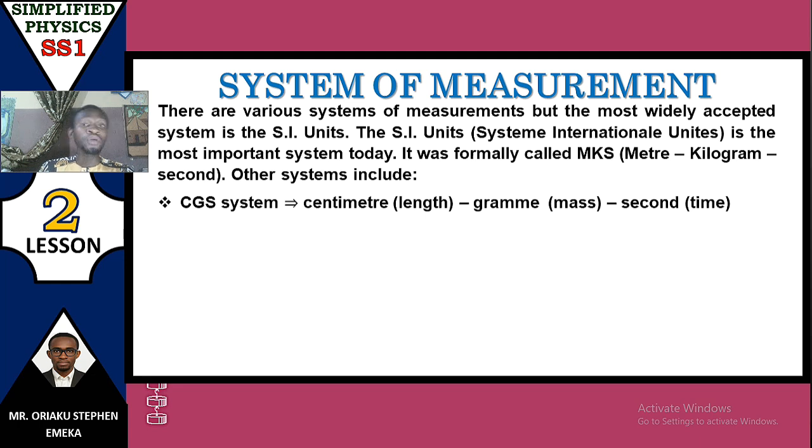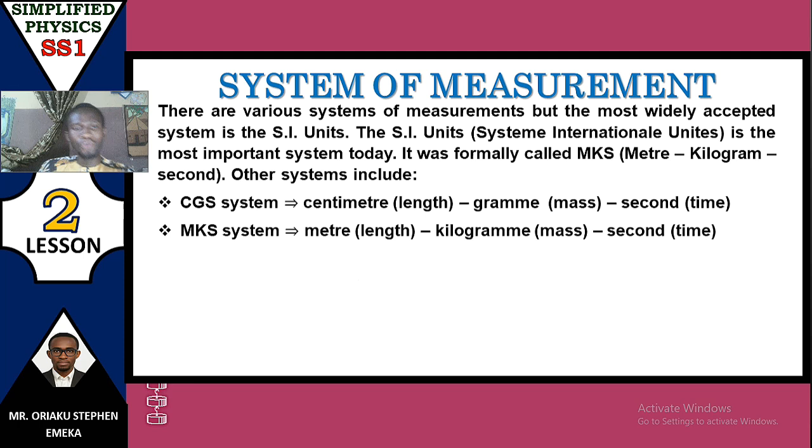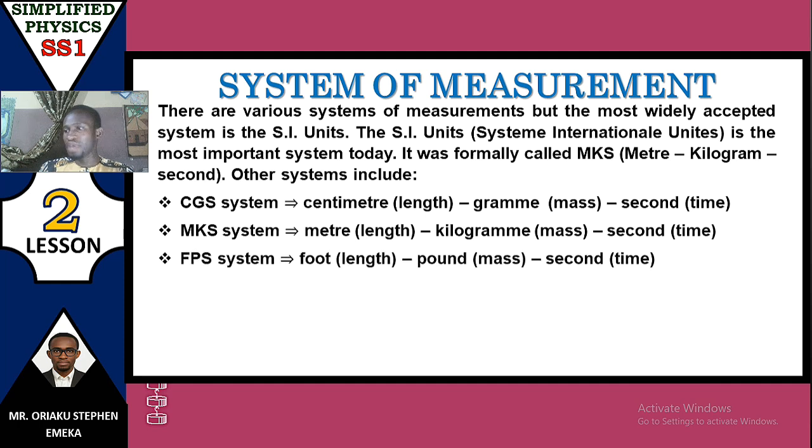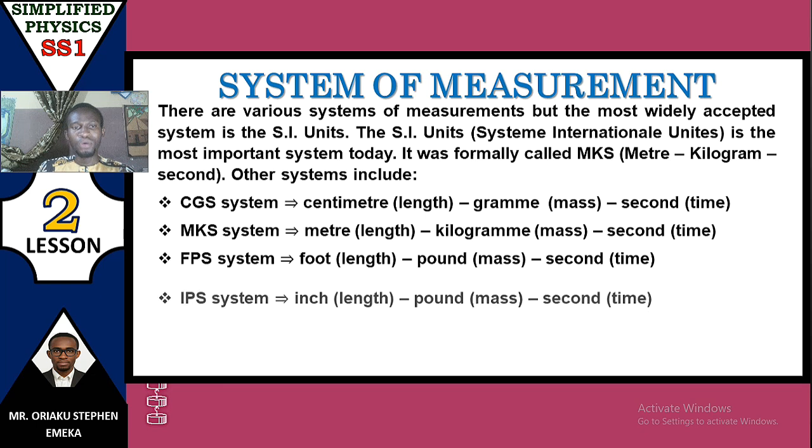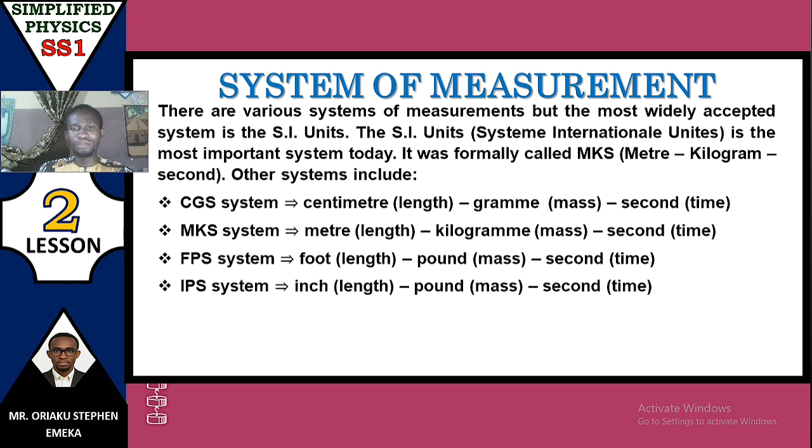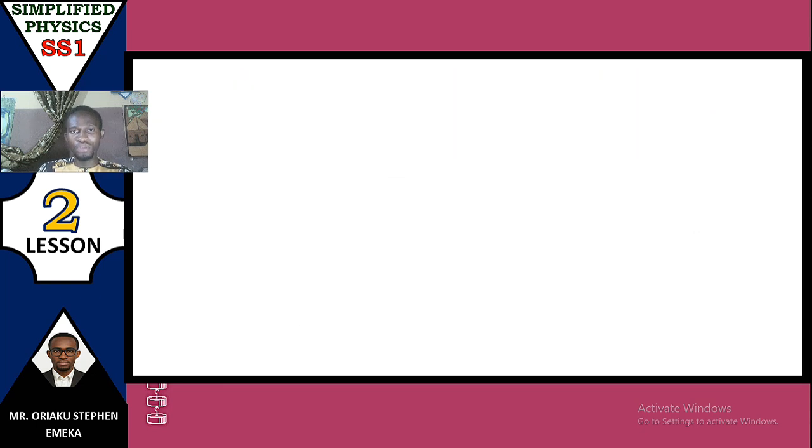We have other systems of measurement like CGS. C means centimeter, which is for length, G means gram, which is for mass, and S means second, for time. MKS was the one that is currently being called the SI unit. We have FPS, which is foot, pound, second. We have IPS, inch, pound, second. So we have units like that.